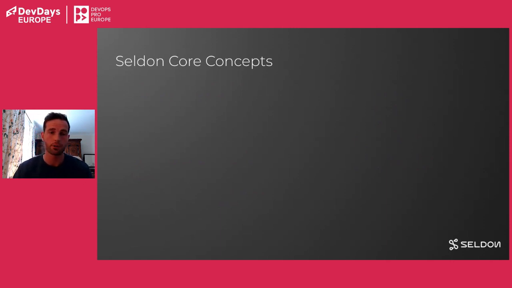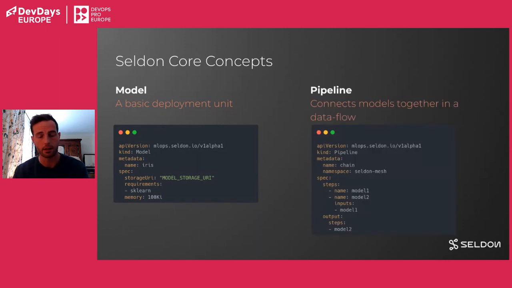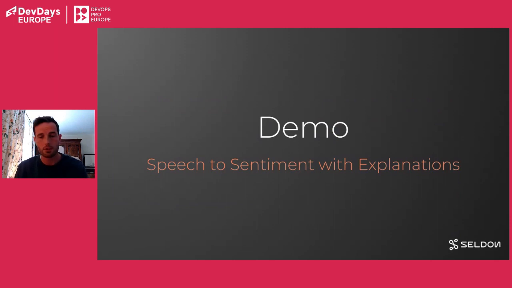The two things we do have to understand for this demo to work: the first is the concept of a model. This is basically a single deployment unit within Seldon Core. It could be a machine learning model, it could be a data transformer, it might be an explainer, etc. And then a pipeline, right? A pipeline is a way to connect these models together and create this data flow over the top of them. Don't worry too much about the YAML you're seeing here. I'll explain some of this in a demo in a second. So let's jump into a demo.